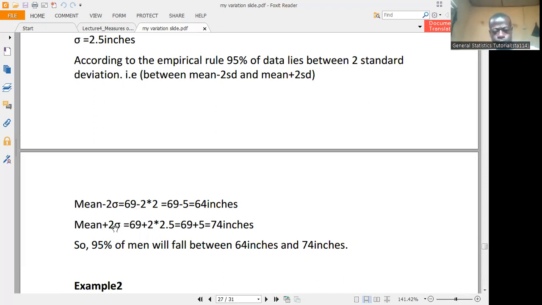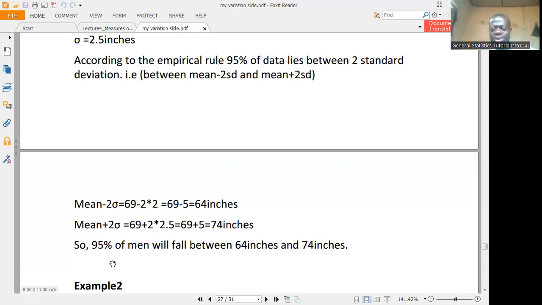I'm going to have mean plus 2 standard deviations, 69 plus 2 times 2.5. Remember, I'm using 2 standard deviations here. So that gives me what? 69 plus 5 here is going to give me 74. So that means 95% of my data are going to lie between 64 inches and 74 inches. And the question is easily done.